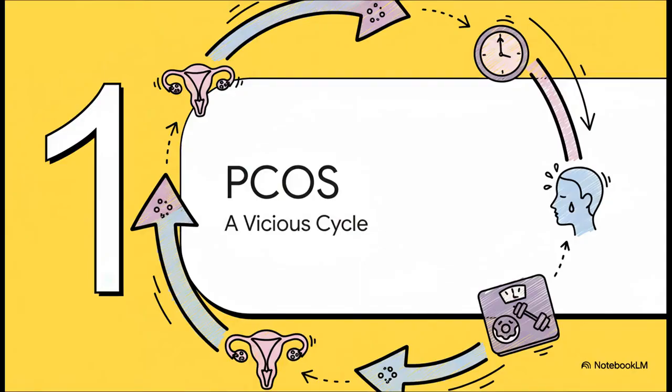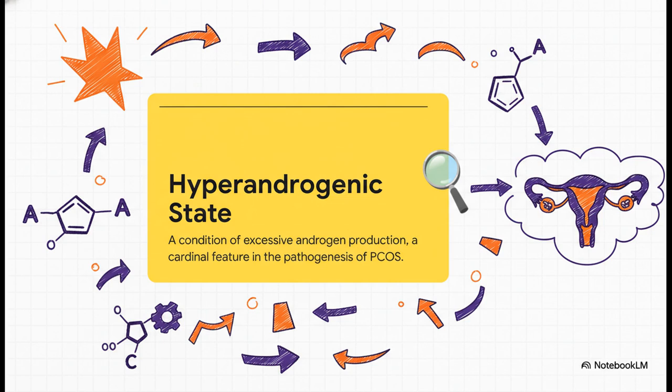Okay, let's start with our first pathway, polycystic ovary syndrome, or PCOS. Now, the absolute best way to visualize this isn't as a straight line from A to B. No, it's a vicious cycle where every single step just makes the next one worse. The spark, the ground zero for this whole cycle, is something called a hyperandrogenic state.